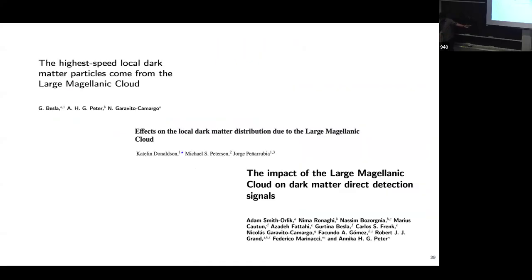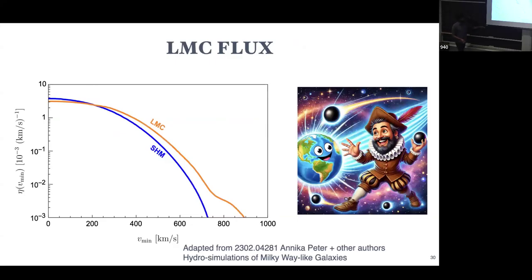And what this last paper, the Annika Peter and co-authors paper, points out is that they're doing some hydro simulations of a Milky Way-like galaxy with an LMC-like satellite, and I've adapted the result a little bit for ease of presentation. This is the standard halo model, the flux as a function of velocity, and you see that it cuts off at around 700 kilometers per second, which is what we are used to. What they are saying is that because of this event where the LMC passed by, there is a small subcomponent of velocity that goes all the way up to roughly 900 kilometers per second. It's a small component, but nonetheless they roll the dice many times and they see this velocity subcomponent.